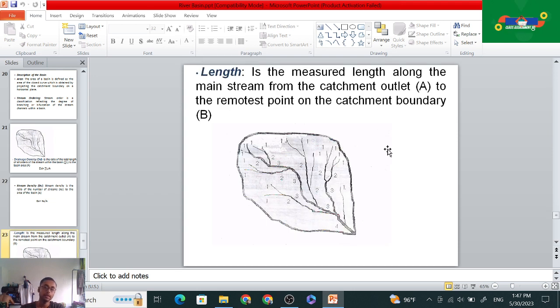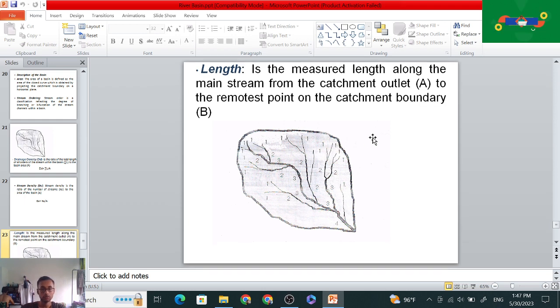Then the length is the measured length along the main stream from the catchment outlet A to the remotest point of the catchment boundary B. So this is called the length.